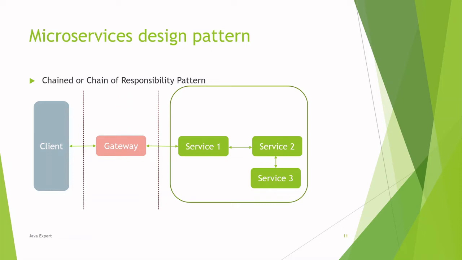Chain of responsibility pattern, right? Again, in this case, you see the diagram, right? The client through the gateway is invoking service 1. Now service 1 will invoke service 2, service 2 will invoke service 3, and the response will come back in the same flow, and the response will be sent to the client. It's a kind of chain of responsibility. You see the diagram, right? 1 to 2, 2 to 3. So it's simple, right? That's called the chain of responsibility pattern.